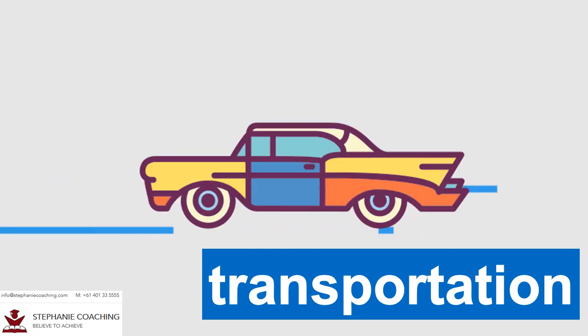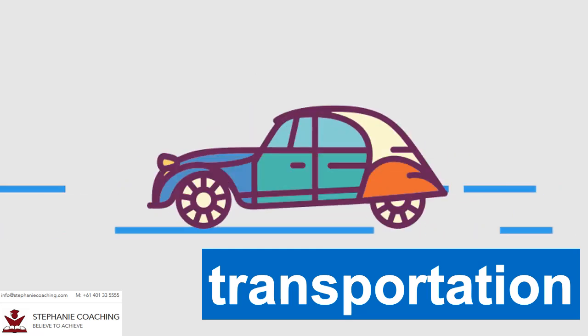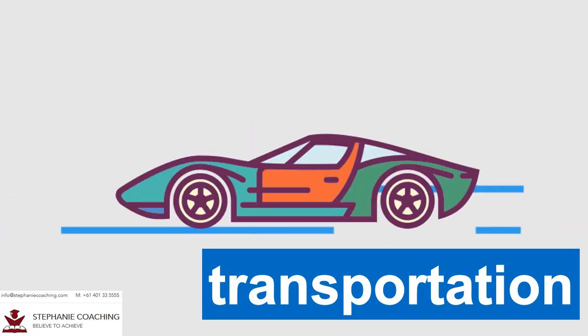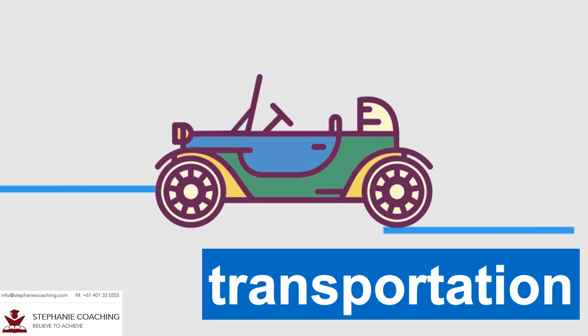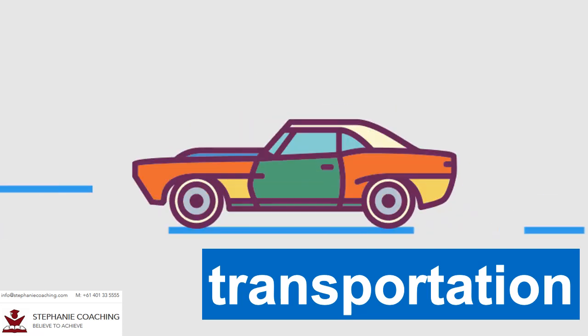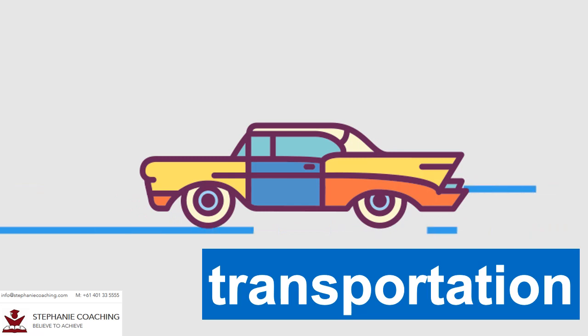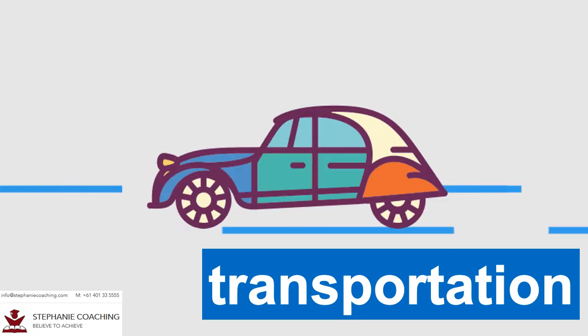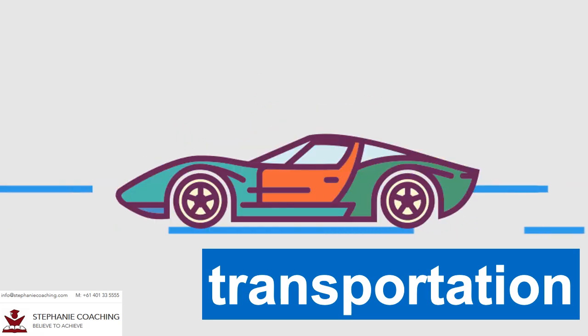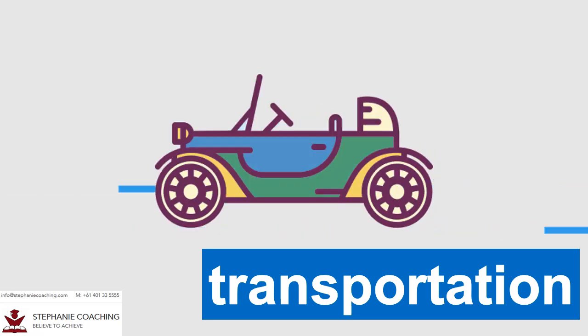Word number 6 is transportation. The noun transportation is the action of moving something. For example, trains, buses, and cars are all types of transportation. What type of transportation do you take to get to school every morning?